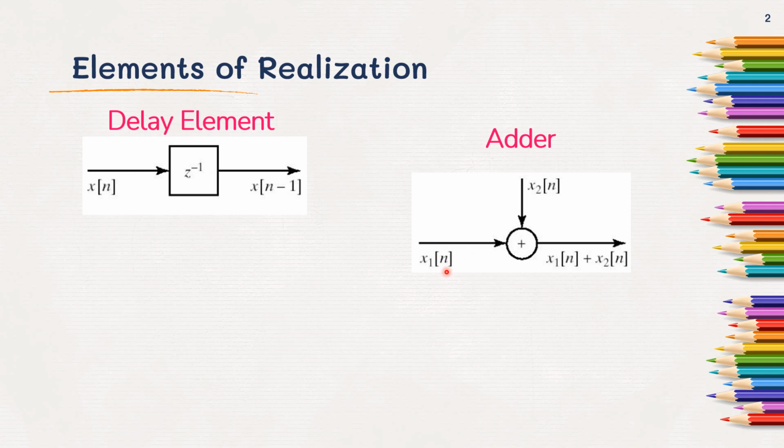There are two inputs, x1 of n and x2 of n. The output you get is x1 of n plus x2 of n. The third element is a multiplier. You have x of n, and when multiplied by a, you get a into x of n. These are the three elements of realization.